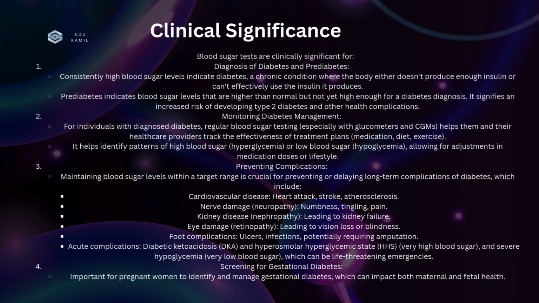3. Preventing complications. Maintaining blood sugar levels within a target range is crucial for preventing or delaying long-term complications of diabetes, which include cardiovascular disease, heart attack, stroke, atherosclerosis, nerve damage, neuropathy, numbness, tingling, pain, kidney disease, nephropathy, leading to kidney failure, eye damage, retinopathy, leading to vision loss or blindness, foot complications, ulcers, infections, potentially requiring amputation, acute complications, diabetic ketoacidosis, DKA, and hyperosmolar hyperglycemic state, HHS, very high blood sugar, and severe hypoglycemia, very low blood sugar, which can be life-threatening emergencies.